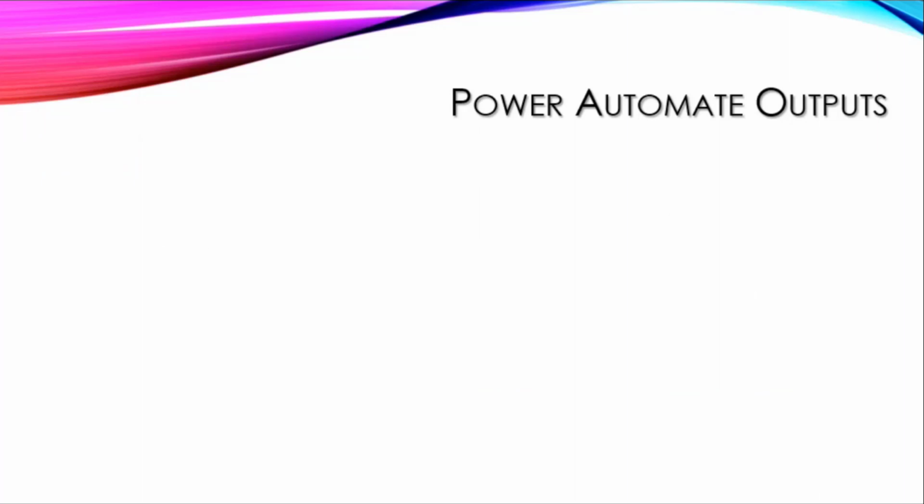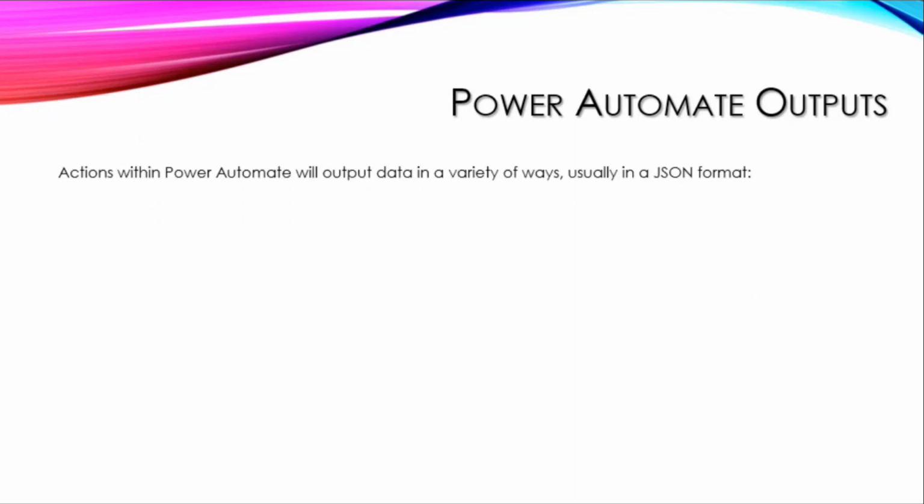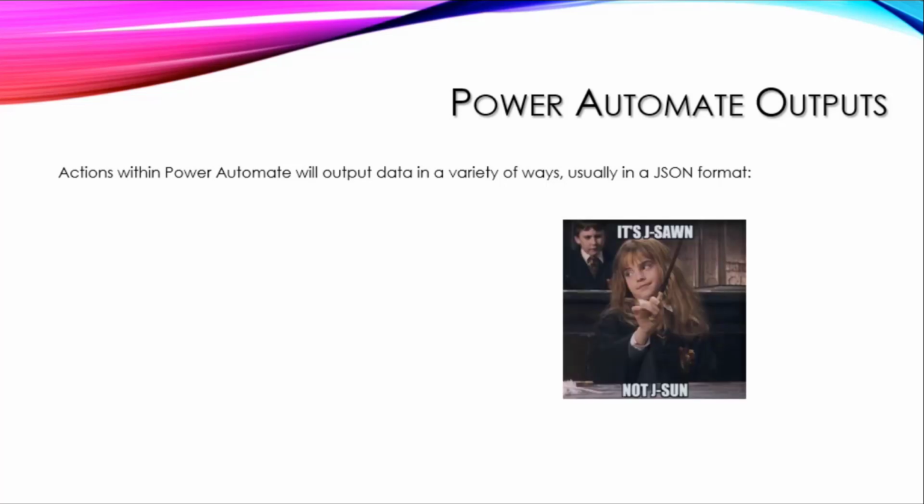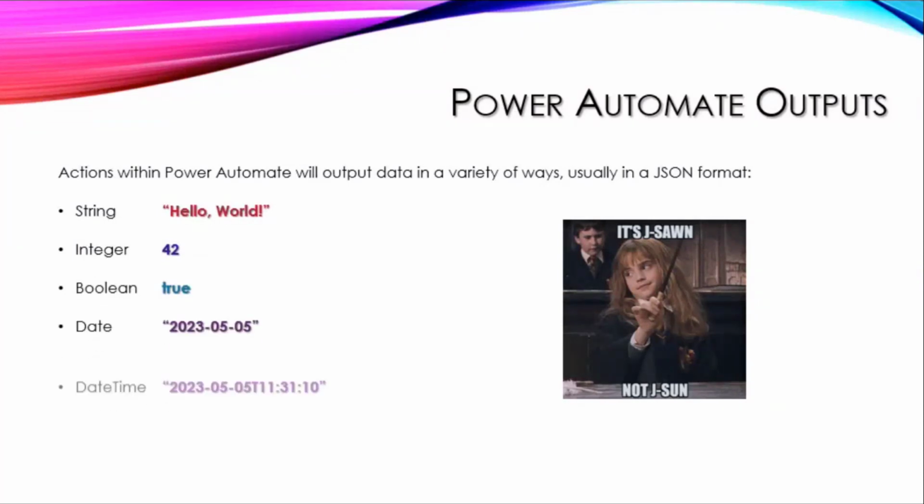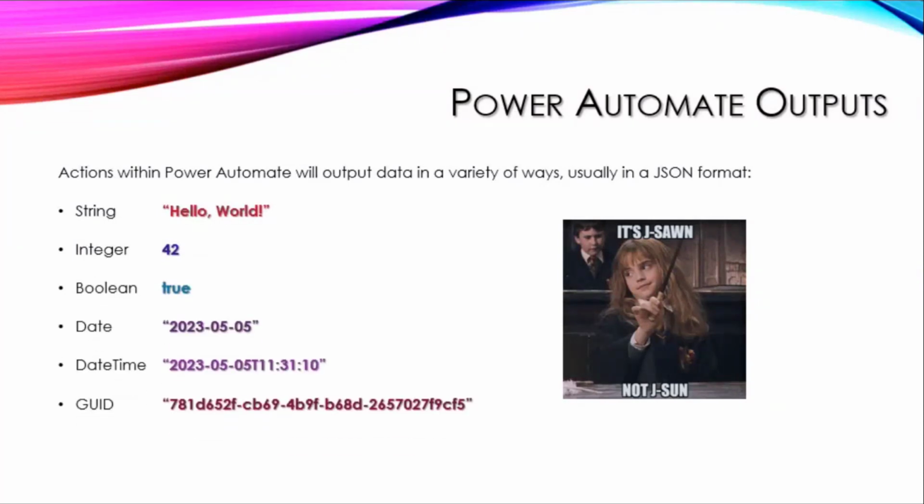So jumping into Power Automate outputs. Actions within Power Automate output data in a whole variety of ways, and usually this is going to be in JSON. And it's JSON, not JSON, in case anybody was wondering. But you've got strings, you have integers, Boolean values, dates, date times, and GUIDs, GUI IDs, however you want to pronounce that.